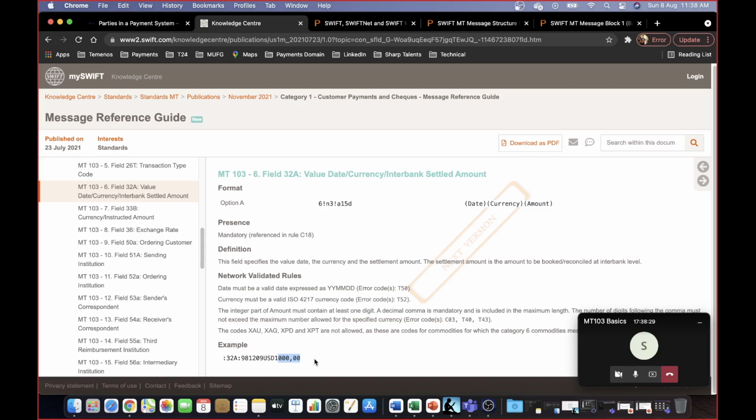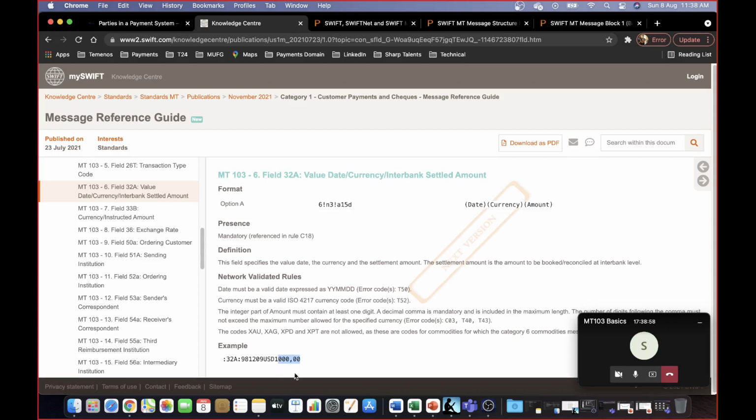The first one is the value date. The value date means the date on which the amount's value will come into picture. So that's what value date literally means. The second key piece of information that 32A provides is the currency of the payment. And the third one is the amount.